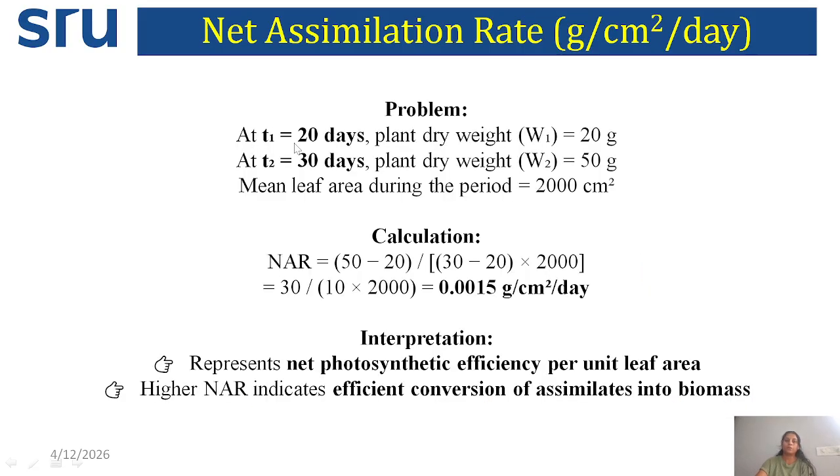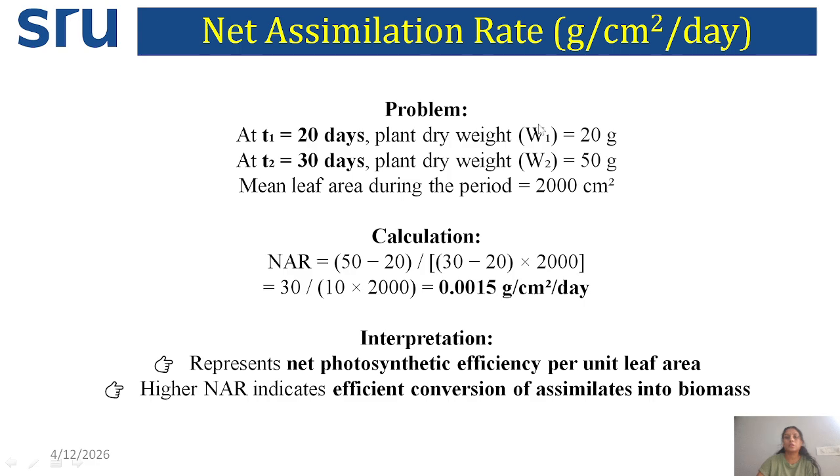For example, say you have T1, a 20-day reading. The 20-day plant shows 20 grams. In 30 days the plant shows 50 grams of dry weight. And the leaf area during this period is 2000 centimeters square. It maintains around the same leaf area for 10 days.